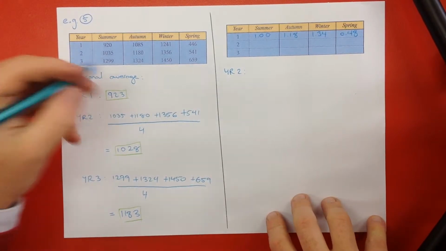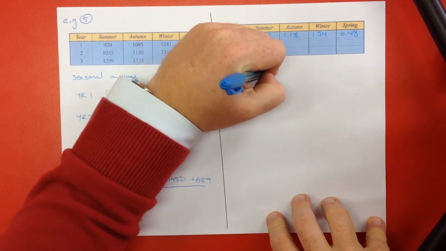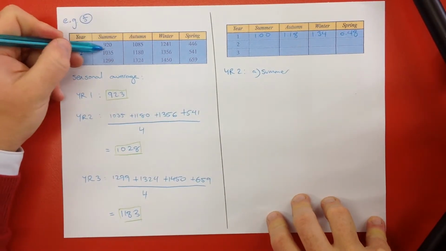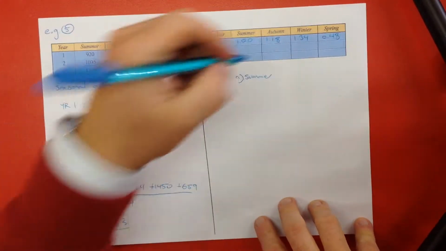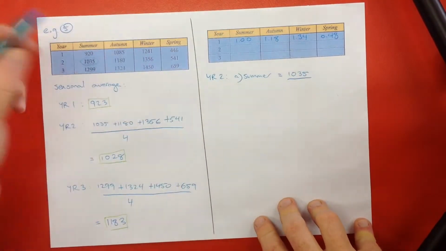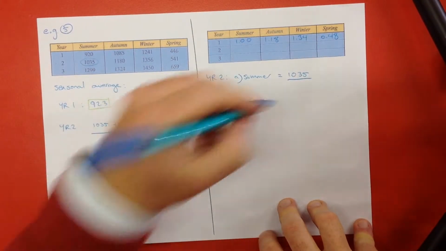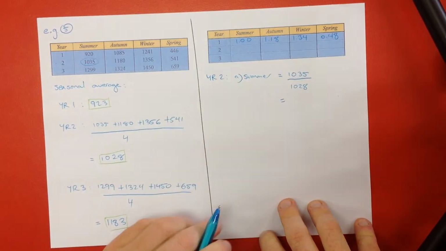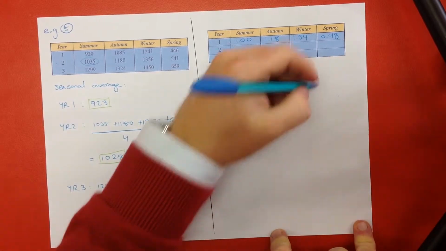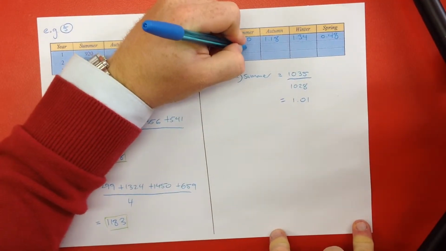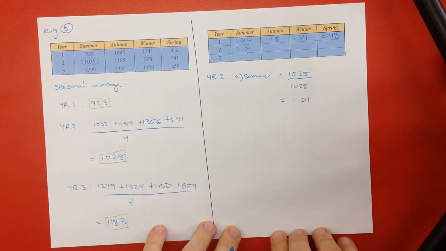So let's say year 2 summer. Our data for summer in year 2 is 1035. So our seasonal index is 1035 divided by the seasonal average for year 2, which is 1028. And again, you can see that's just a little bit above the average there. And when you put it in your calculator, it'll tell you 1.01. So 1.01 is our seasonal index.